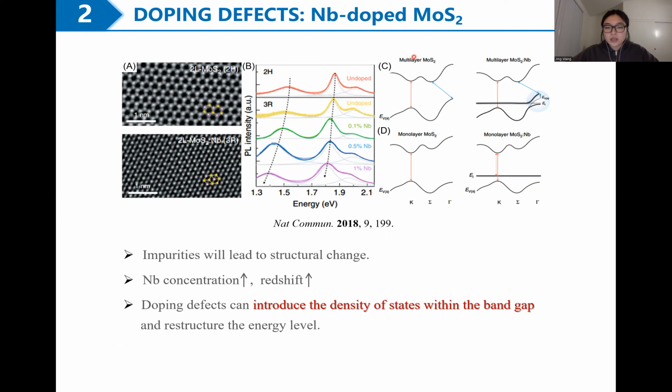While figure C is for both bulk and bilayer cases, in monolayer MoS2 the impurity states locate above the valence band without crossing, forming isolated in-gap impurity states. This will also result in a few notable changes.